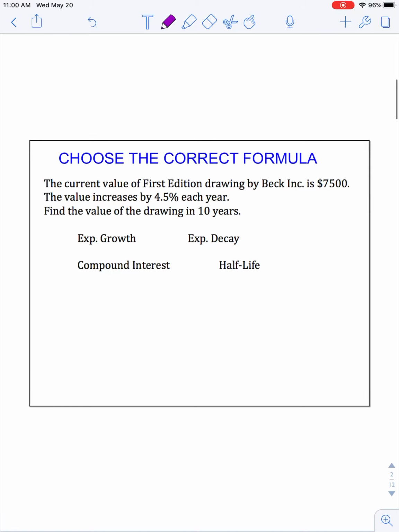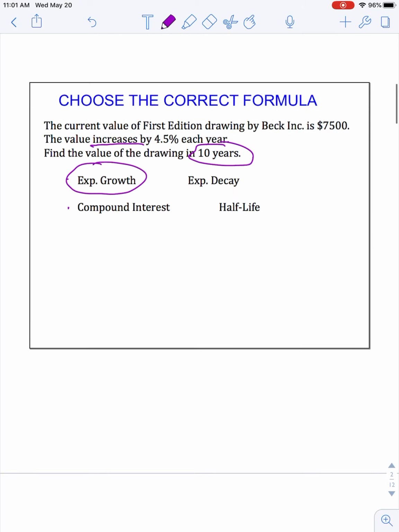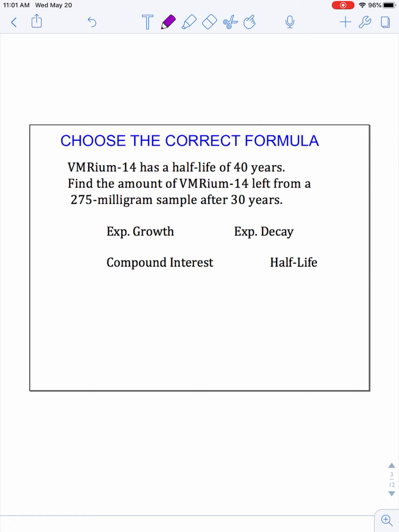All right, so now we're just going to choose the correct formula. We're not even going to solve it. I'm going to go back and solve it on the notes, so you can always go back and solve this later. But it says the current value of a first edition drawing by Beck Incorporated is $7,500. The value increases by 4% per year. Find the value in 10 years. So it's increasing. So it's going to be either growth or compound interest. It doesn't say anything about compounded, so this is just exponential growth. Okay, now you try this one. Pause the video, read it, and see if you can come up with the correct formula.